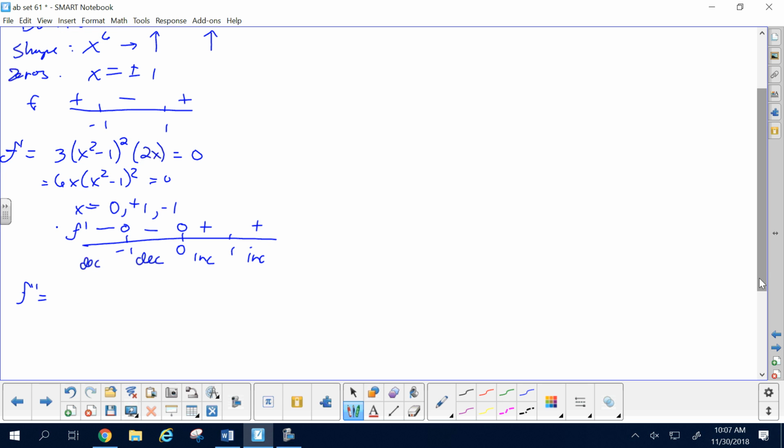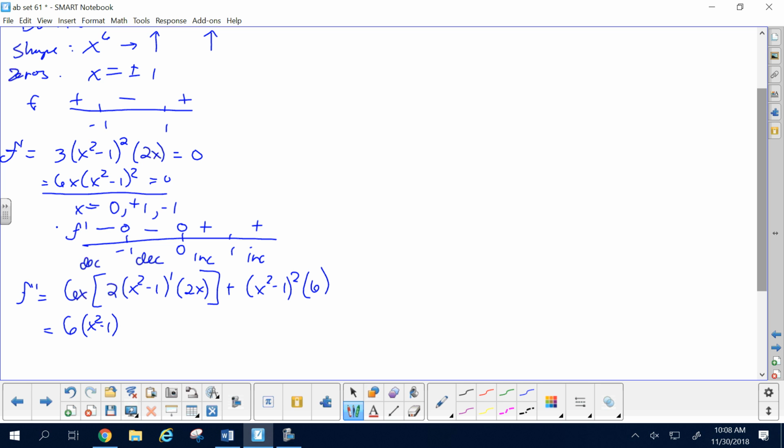This is where your calculus and algebra skills have to be rock solid. So let's go to this form of the derivative. The second derivative by product rule would be: first stays the same, derivative of the second is 2 times x squared minus 1 to the first times the 2x. Wouldn't you agree? Plus second stays the same, x squared minus 1 squared, times the derivative of the first, which is 6. Let's take out a greatest common factor. We can take out what? 6. How many x squared minus 1s can we take out? 1. I think that's all we can take out.